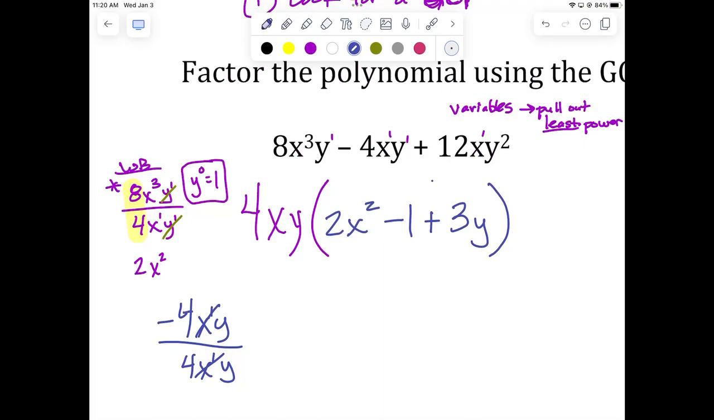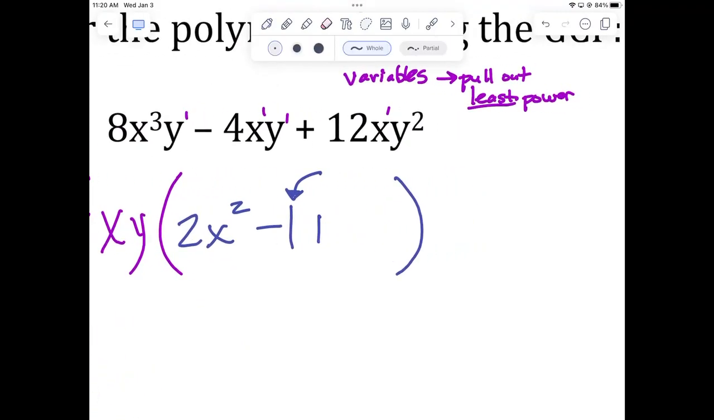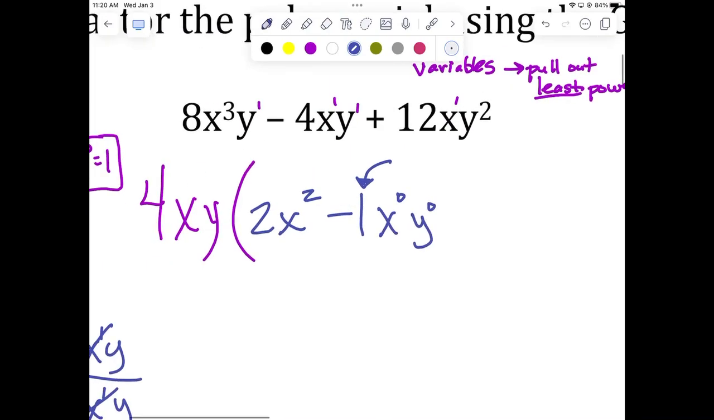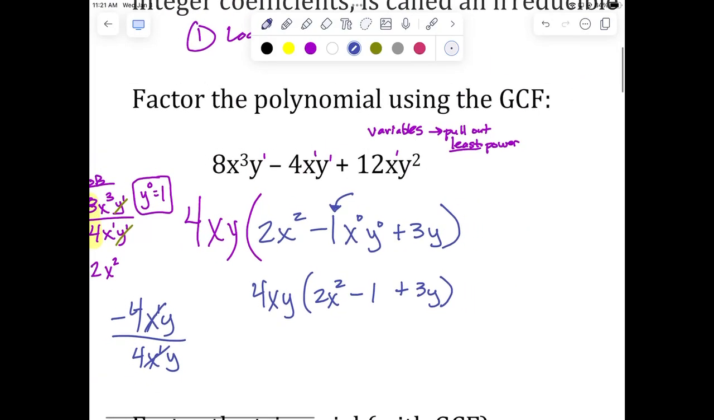If it's equal to 1, why don't we write it on the x and the y? If you want to put x to the 0, y to the 0 as an intermediate step, you can. But then you're going to have to come back on the next line and realize that anything to the 0 power is 1.